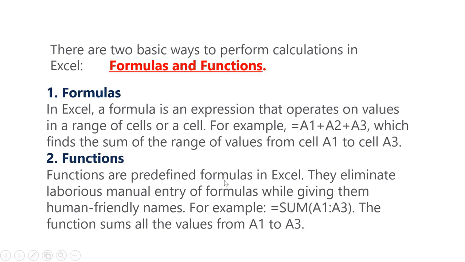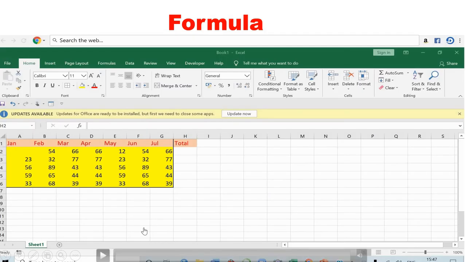And what are functions? These are predefined formulas in Excel. They have a name. They eliminate laborious manual entry of formulas while giving them human-friendly names. For example, is equal to SUM, and in the parenthesis, you have given the range A1 to A3. For this, you have to use the colon here. The function sums all the values from A1 to A3. There are many more functions like average, max, min, count. So many are there. So let us see practically also how you can work with formulas and functions.